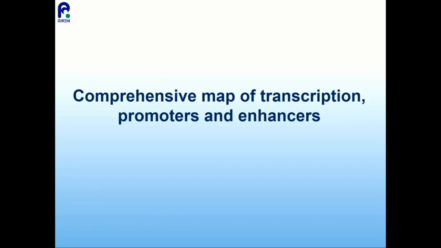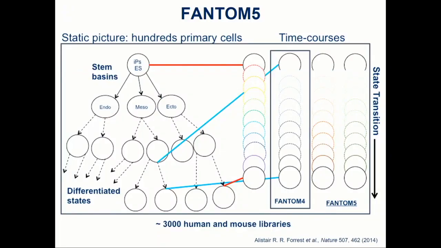With this tool and other tools, we decided, several years ago, to construct a very comprehensive map of transcription and promoters. We started with the series of the FANTOM project. FANTOM means functional annotation of mammalian genome. And the idea was to create a very comprehensive collection of promoters from as many primary cells as possible. So we started to collect.